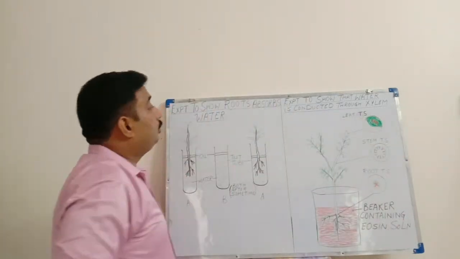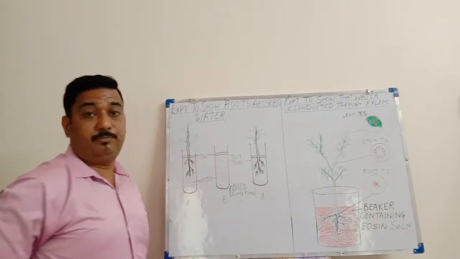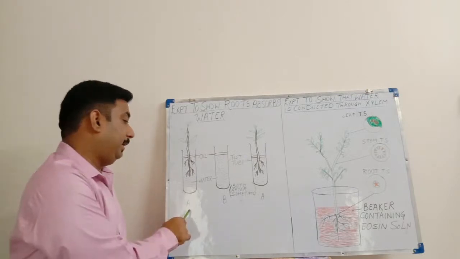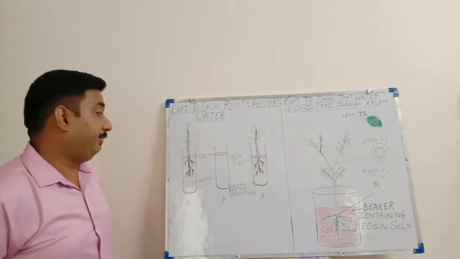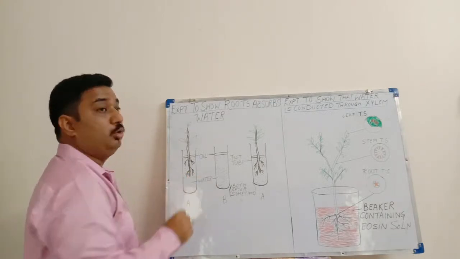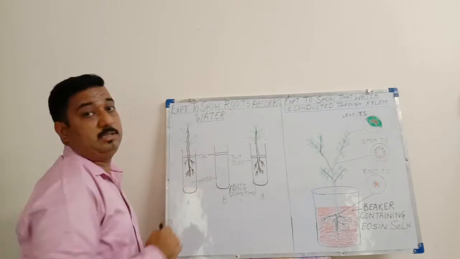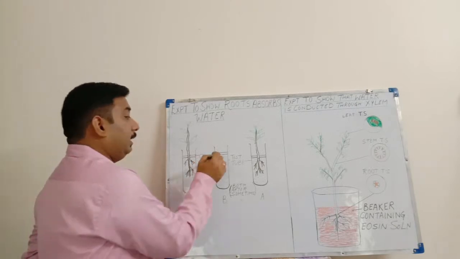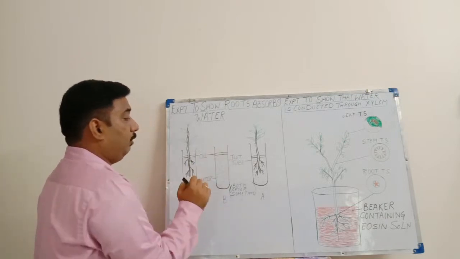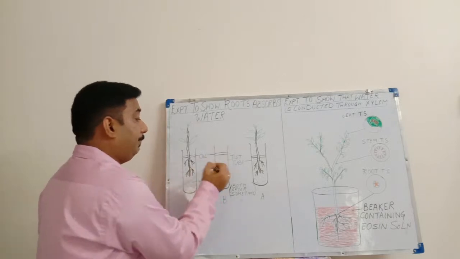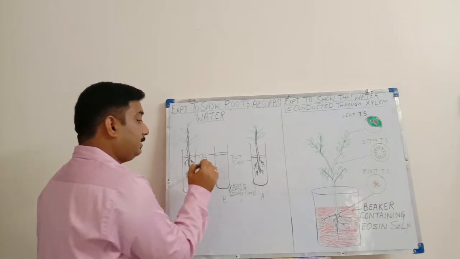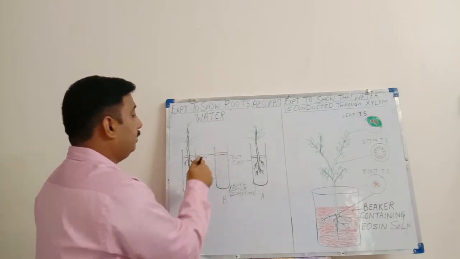Experiment to show roots absorb water. For this experiment, you are supposed to take two test tubes and name them A and B. Fill both test tubes with an equal amount of water, and above that put a few drops of oil in order to prevent surface evaporation.